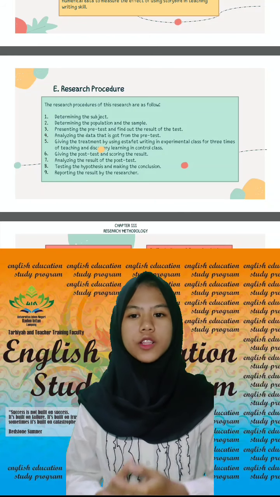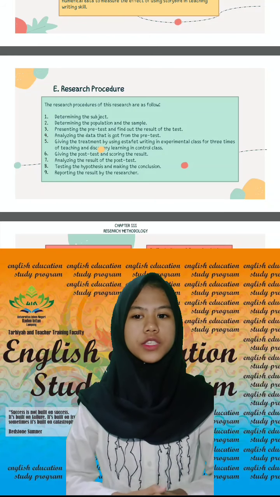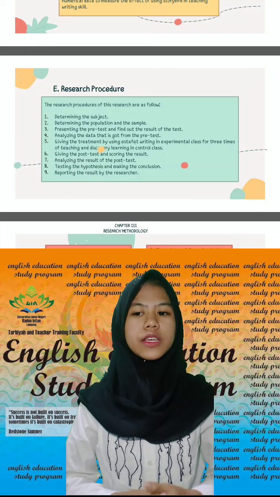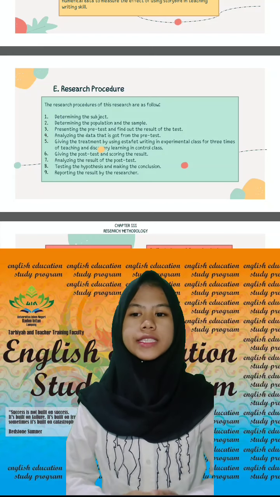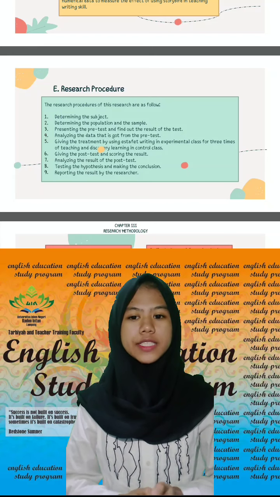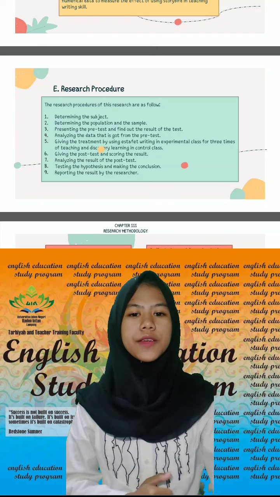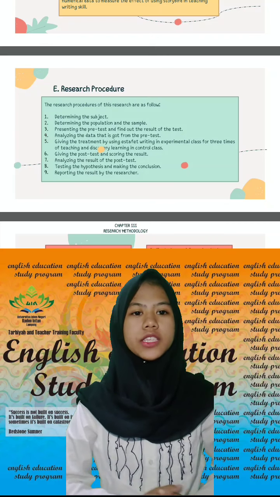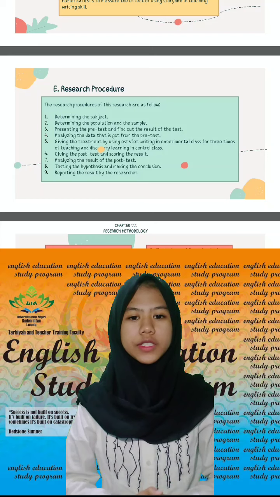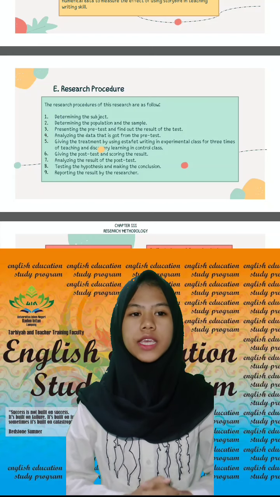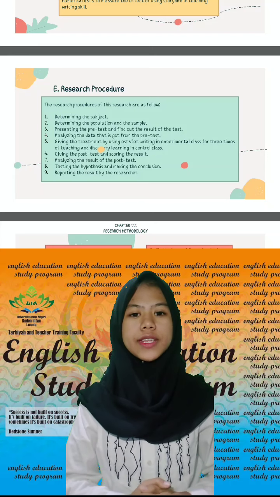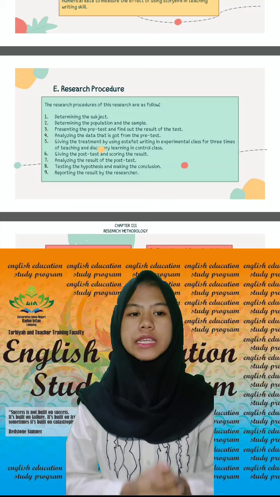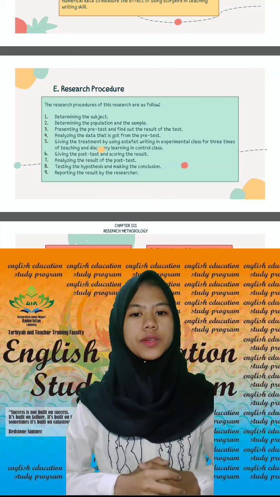in the experimental class for 3 times of teaching, and discovery learning in the control class. And then the sixth is giving the post-test and scoring the result. The seventh stage is analyzing the result of the post-test. The next is testing the hypothesis and making a conclusion. And the last is reporting the result by the researcher.